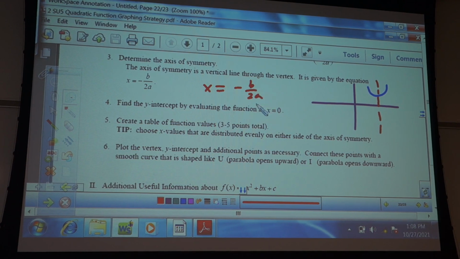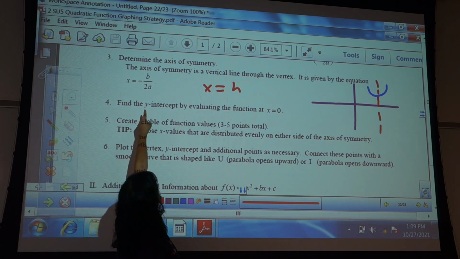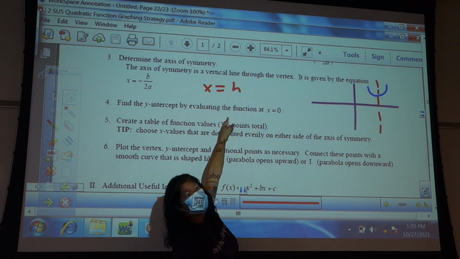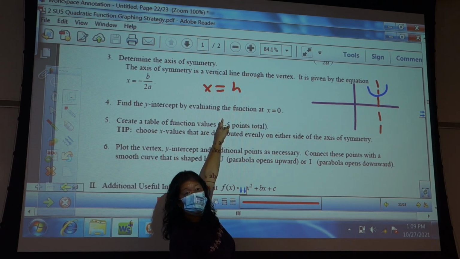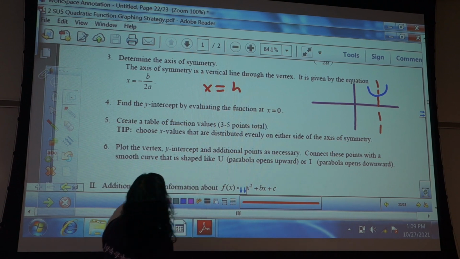Does that make sense? So actually I'll write it like this. X equals whatever h is. So everybody on board with that part? Our vertex is h comma k, so x equals negative b over 2a, or in other words, x equals h, whatever you got for your vertex, your x value for your vertex.